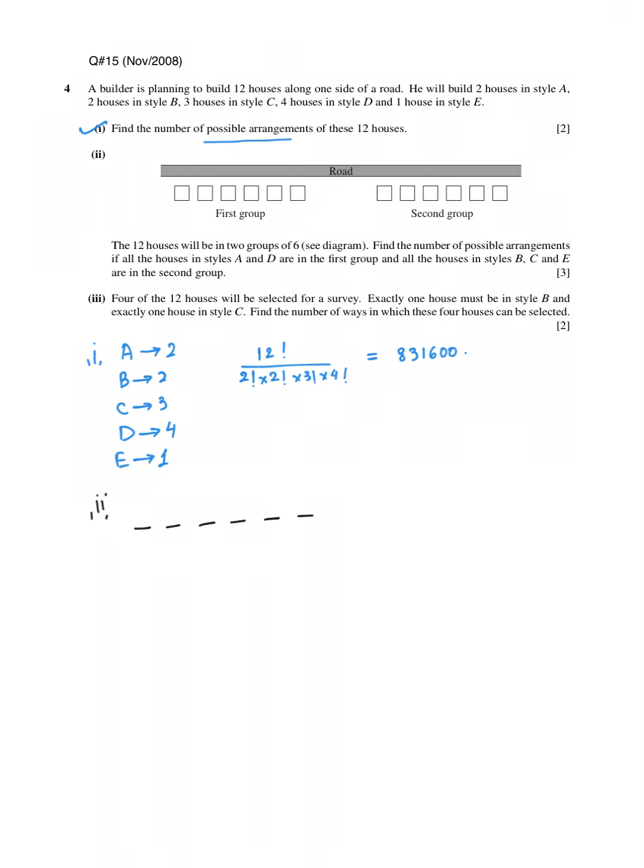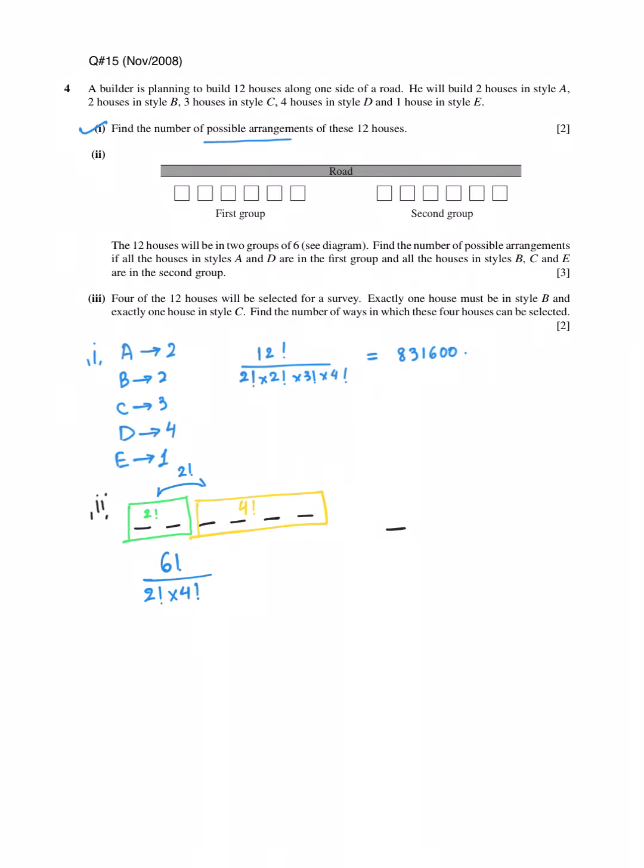So how many houses in A do we have? We have two houses for A, and for D we have 4 houses. Now they can swap with each other, inside that box and inside that other box. So we have 6 factorial divided by 2 factorial times 4 factorial. That is for option A.